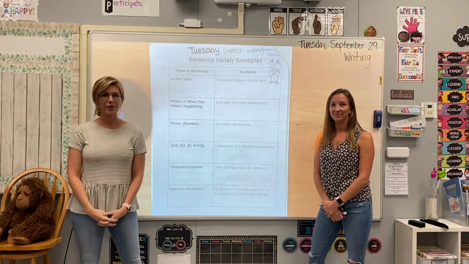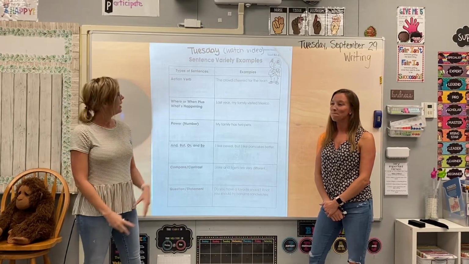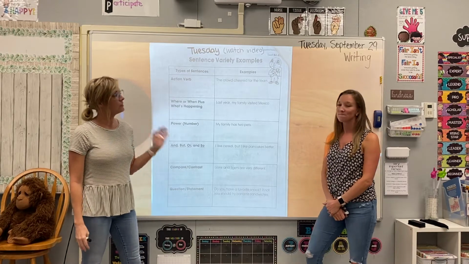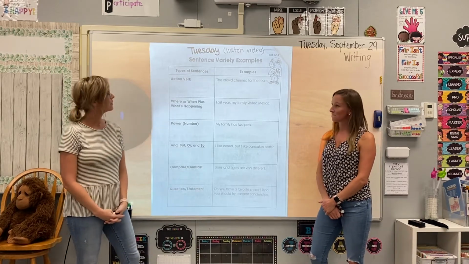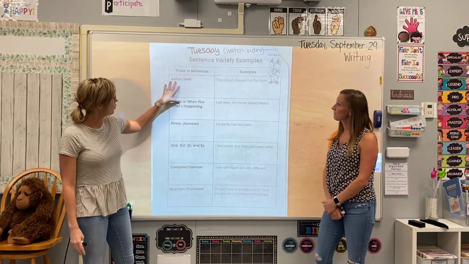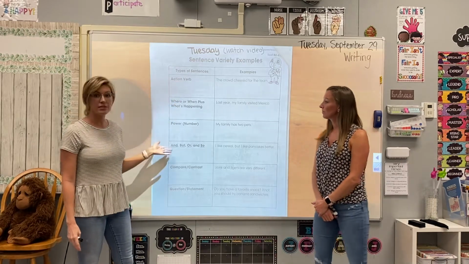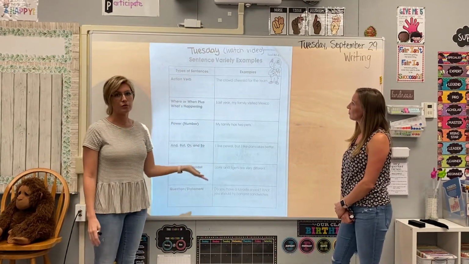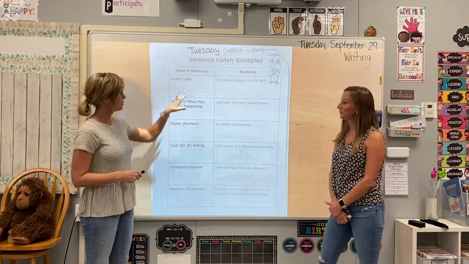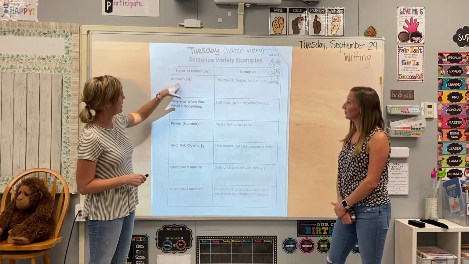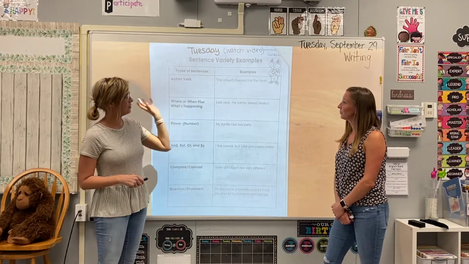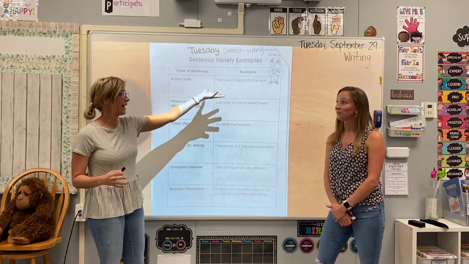Hi everybody, we're here with a writing lesson today, and we are going to be talking about different kinds of sentences. So here on the left, we have a bunch of different types of sentences, and then we have examples of those that go with them. So our first type of sentence is an action verb, and that's going to be a sentence where it has an action verb in it.